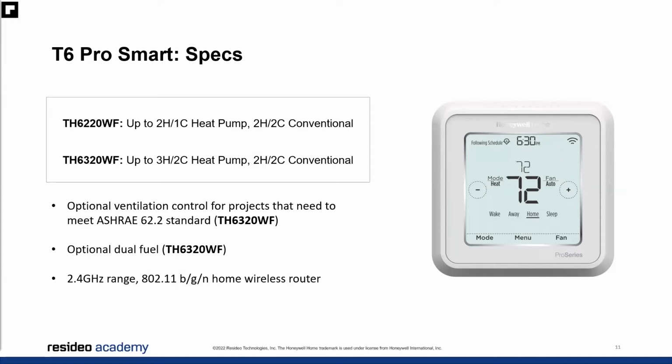Lastly, our T6 6220 and 6320 are both compatible with our 2.4 gigahertz routers. They just connect to a standard home wireless router, but they work within that 2.4 gigahertz range. Usually not a problem for most customers.